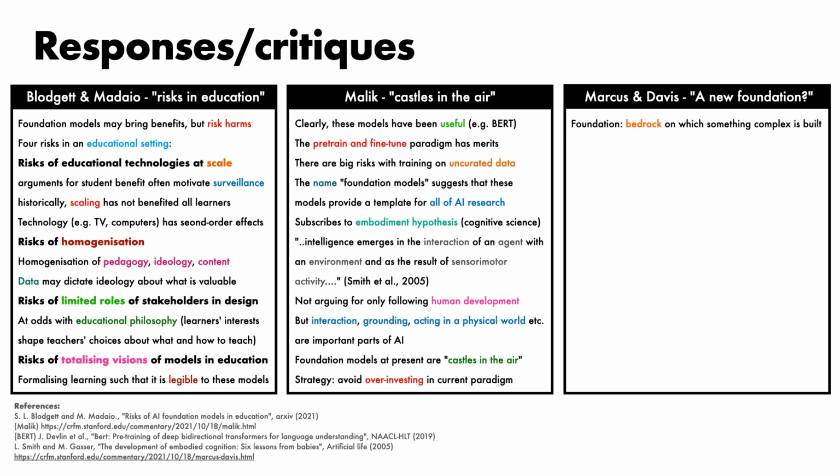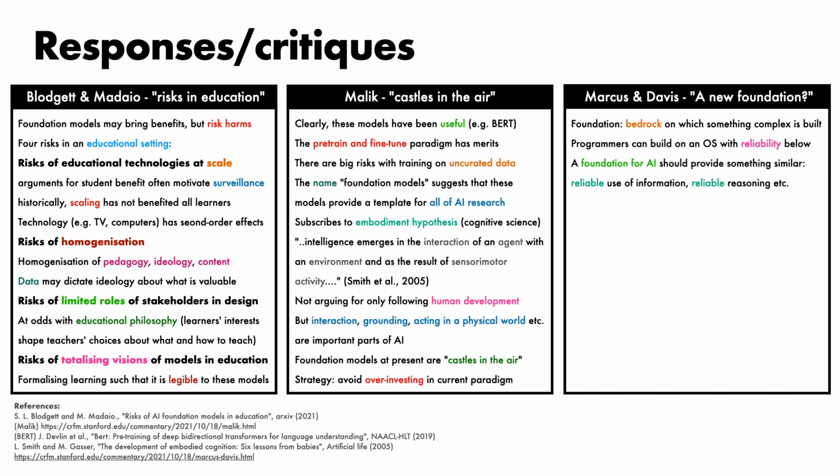A third critique is offered by Gary Marcus and Ernest Davis, who point out that a foundation, in its usual sense, is a bedrock upon which something complex is built. As a classic example, programmers can build on operating systems thanks to the reliability with which they perform operations. A foundation model for AI should provide something similar. It should use information reliably. It should reason reliably. If it interacts with humans, it should be able to interpret human communications, etc. But we are a long way from having achieved this.